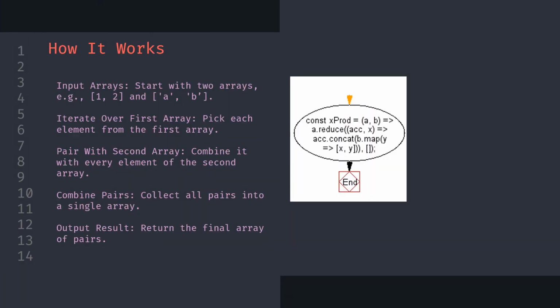To generate the Cartesian product, we start with the two arrays, loop through the first array, and pair each element with every element of the second array. And finally, we combine all pairs into a single array and return the result.